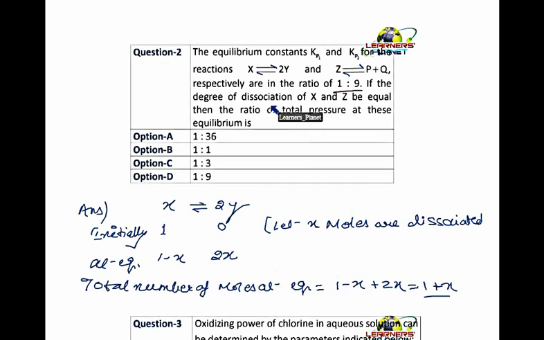What is asked: if the degree of dissociation of X and Z are equal, then the ratio of total pressure at these equilibria is? So what is the ratio of total pressures at these equilibria? It is 1:36. So students, it's a bit lengthy thing. It is easy, but it is a bit lengthy question. If you can just make out the Kp equation by seeing these equations, you can do it easily, and for that you require a lot of practice.